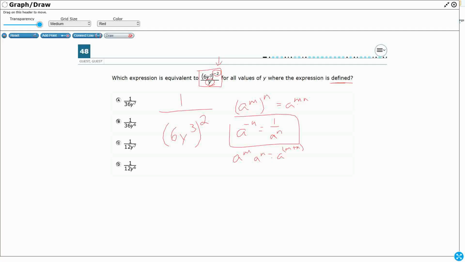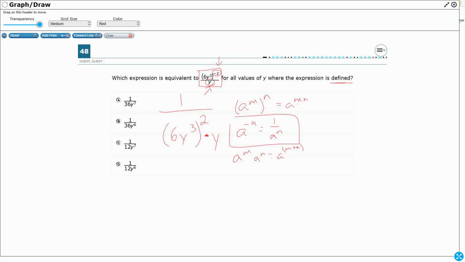Now, I'm almost there. I've got everything I need, except there's already something in the denominator. That y is already in the denominator. So then I'm just going to make sure I multiply by y on the outside. And so now I've rewritten it. But the first step is just to take that 6y to the third, and then that quantity squared, bring that down into the denominator because it's a -2.